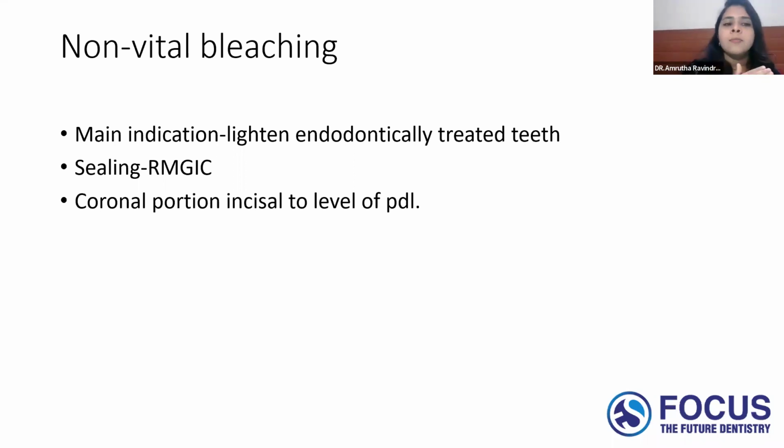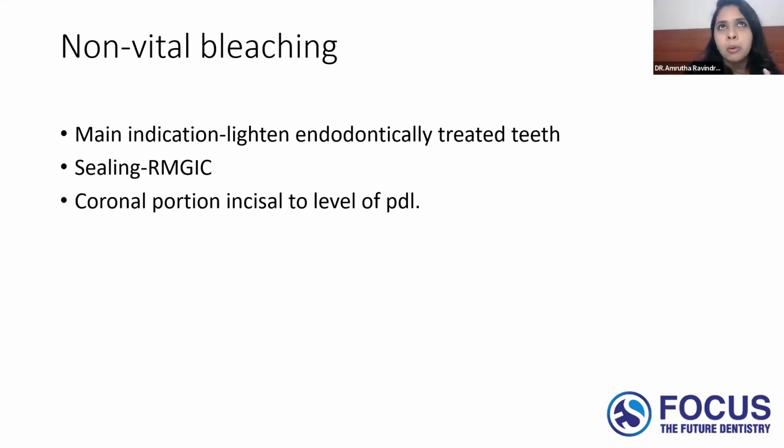Then the most important thing for non-vital bleaching is you have to provide a barrier before you place the bleaching agent, and then you have to place the bleaching agent in the coronal part of the tooth. Already there will be GP which is filled in the root canal. So 2 mm apical up to the CEJ from the coronal portion is removed. Only 2 mm is removed, and after that the bleaching material is placed.